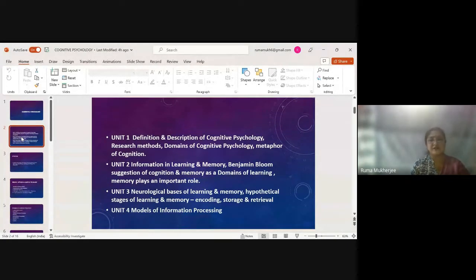Then Unit 2 covers mainly information in learning and memory, with models like Benjamin Bloom's suggestions of cognition and memory, and also some other domains of learning and memory, as well as some important roles of it. Then Unit 3 covers mainly the neurological basis of learning and memory and the hypothetical stages of learning and memory, which include encoding, storage, and retrieval. And last, Unit 4 covers some models of information processing.